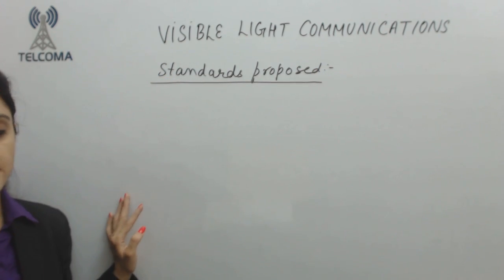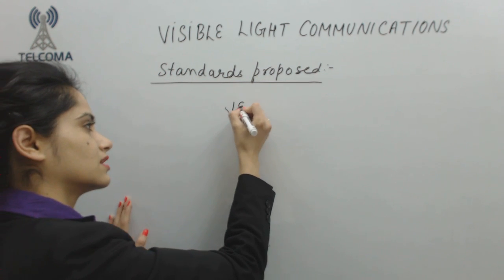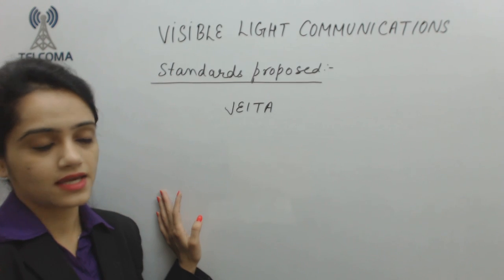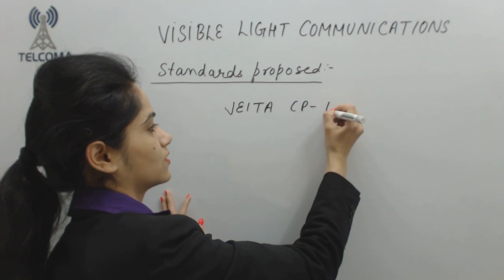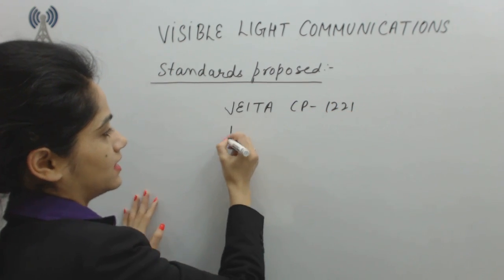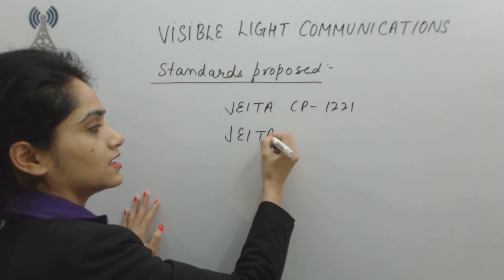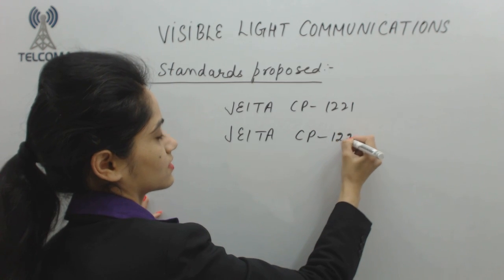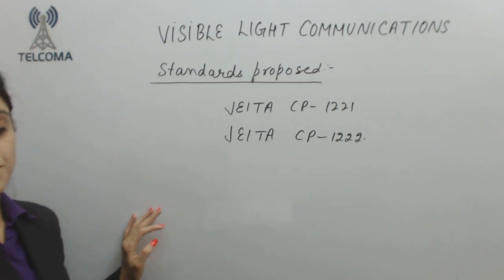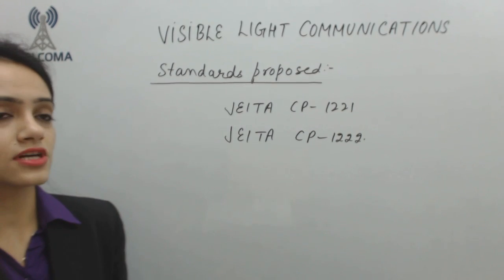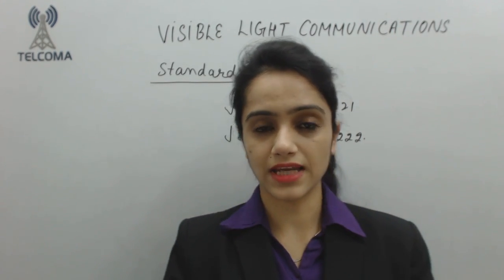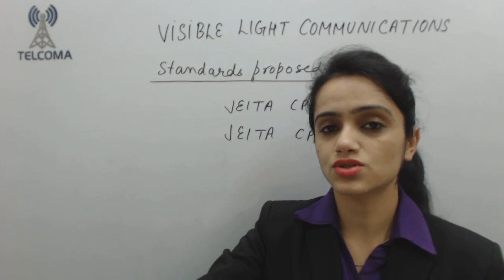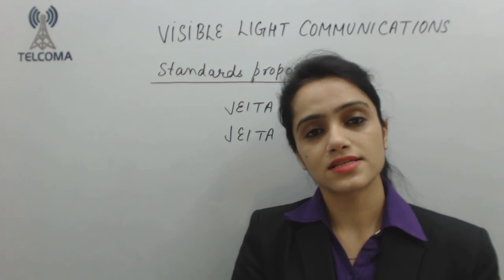Now the proposed standards are JEITA CP-1221 and another one is JEITA CP-1222. Now these are the standards which are proposed for visible light communication technologies, and they also try to raise awareness to the public for its uses.